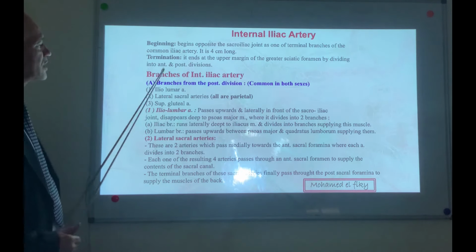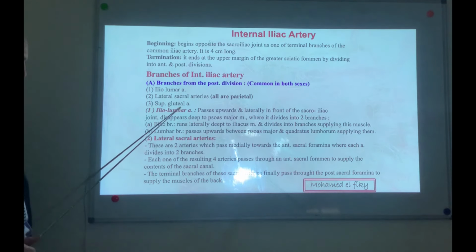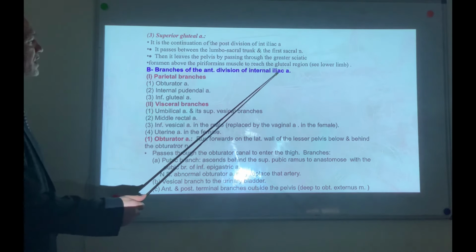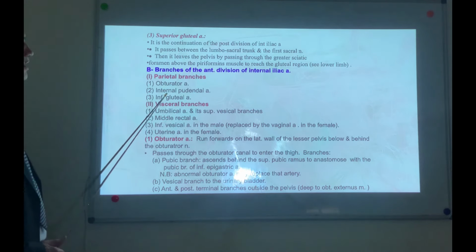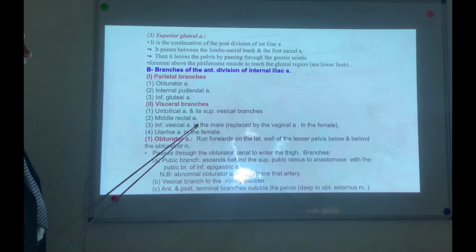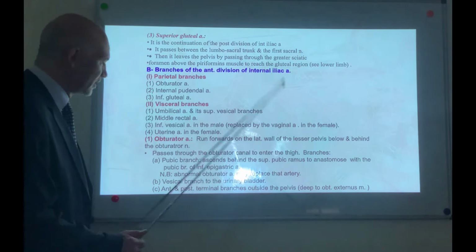Branches of the internal iliac artery from the posterior division, common in both sexes: iliolumbar, lateral sacral, and superior gluteal. Branches from the anterior division: parietal branches common in male and female, obturator artery, internal pudendal artery, inferior gluteal. Visceral branches differ in male and female: the umbilical artery gives superior vesical, middle rectal, and inferior vesical in male, but in female it gives uterine artery and vaginal. Inferior vesical in male is replaced by vaginal in female.